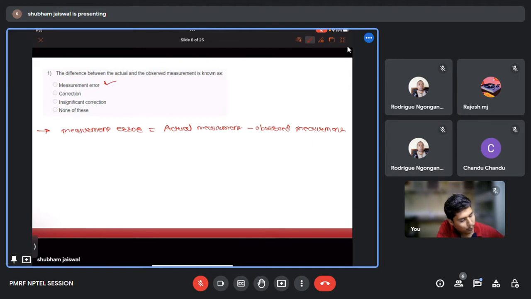Now moving to our second option, correction. So what do you mean by correction? If we are getting any error in our measurement, that is a predefined value. Like we are getting some offset of plus 5 or minus 5. So what we will do, we will correct that instrument, give the positive 5 or the negative 5, and based on that we will get the correct value. That is nothing but the correction. So this can't be the answer. Similarly, insignificant correction can't be the answer. So the only correct option here is measurement error.